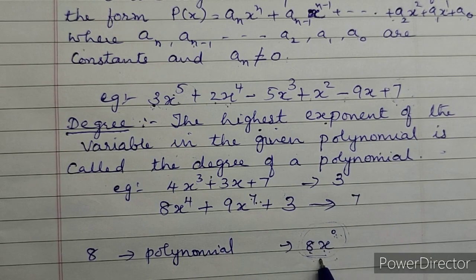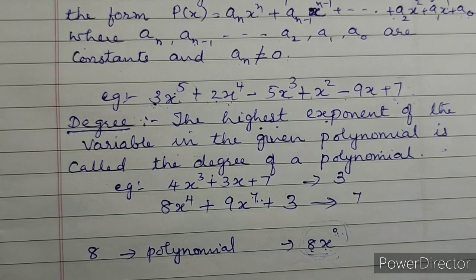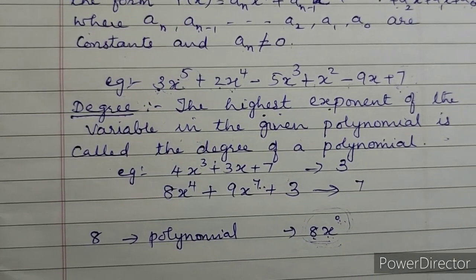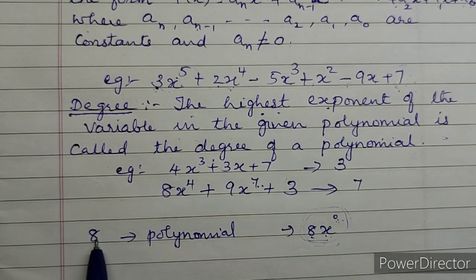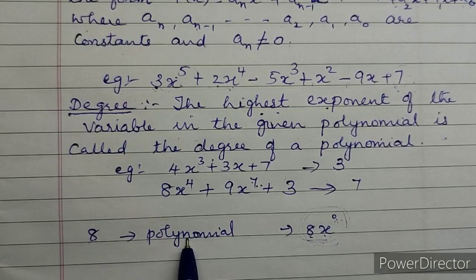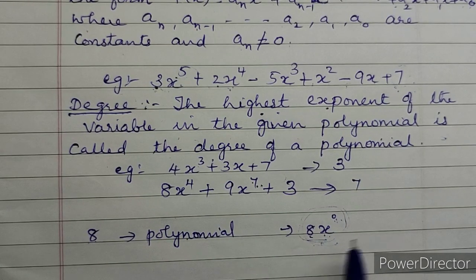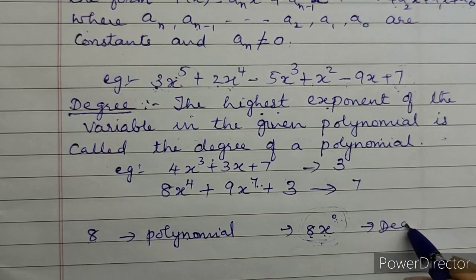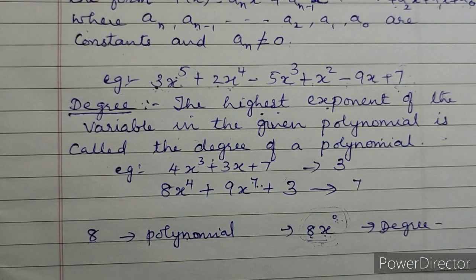So this is the degree of a non-zero constant polynomial. That is a note for you. A non-zero constant polynomial should not be 0. If it is other than 0, any number that comes is a polynomial and the degree will be 0. Degree of a non-zero constant polynomial is 0.